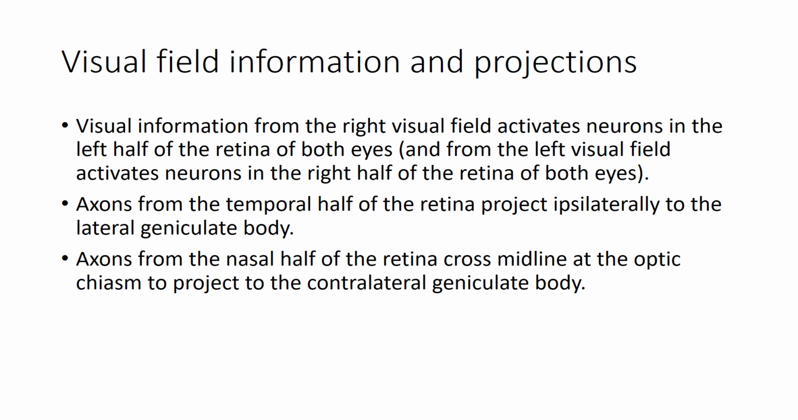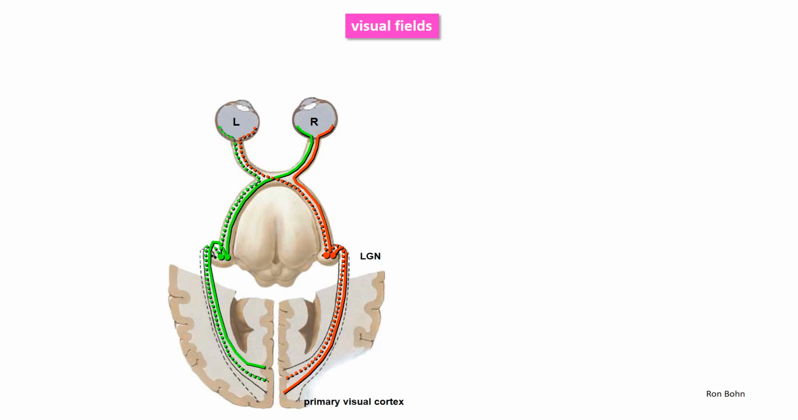And then axons from the temporal half of the retina project ipsilateral to the lateral geniculate body, and from the nasal half of the retina cross the midline at the optic chiasm to project to the contralateral geniculate body. I know that's a lot of confusing words. Let's look at the picture that depicts that.